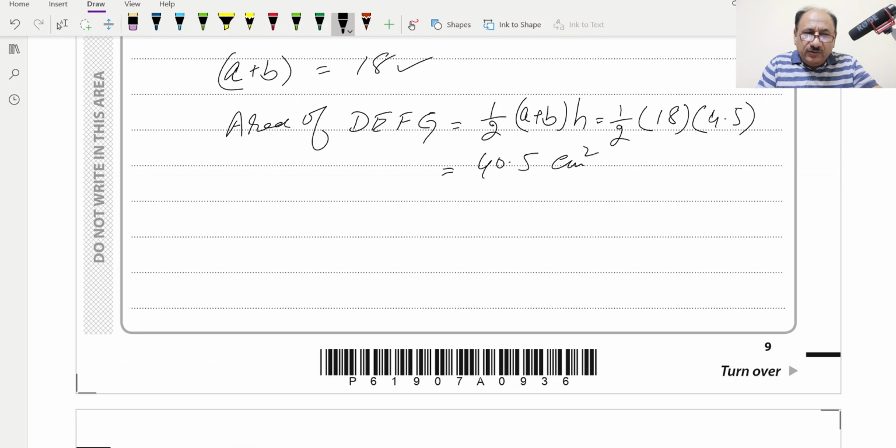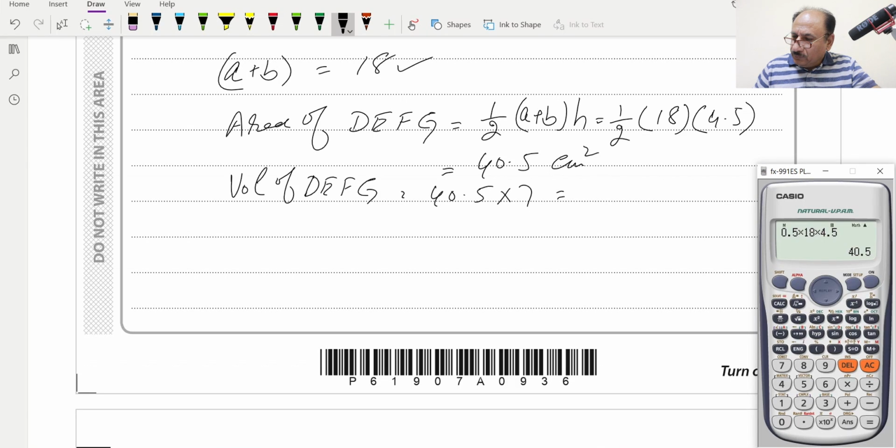Now volume of this one will be what? Volume of trapezium DEFG will be equal to 40.5 multiplied by 7 length. So this will be equal to 40.5 multiplied by 7 is equal to 283.5.